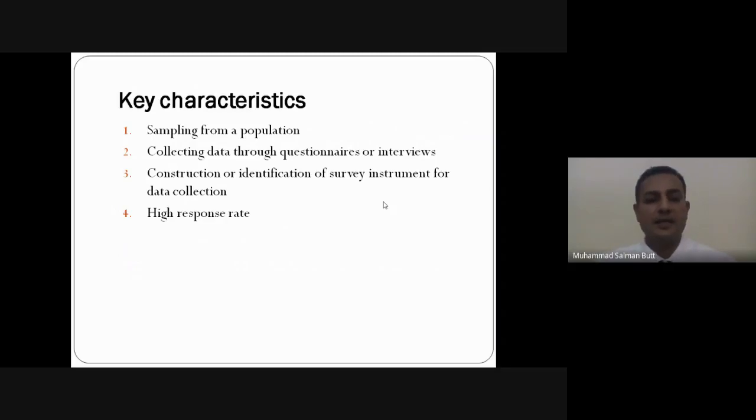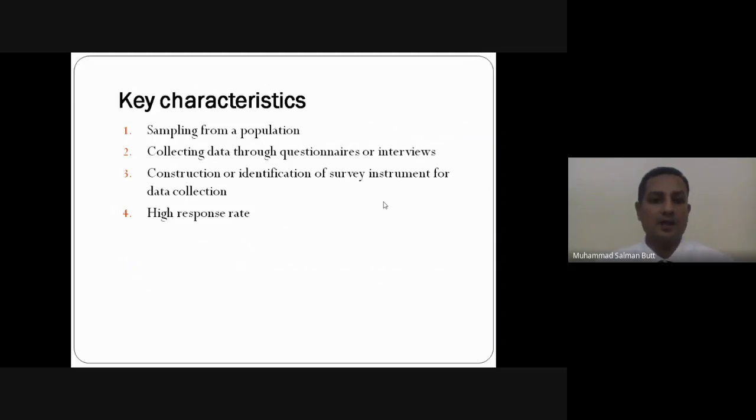There are some key characteristics of survey research. The first is that you have to collect the data from a population. You know the difference between a sample and a population already: a population is each and every person of that group included in the study, whereas a sample is a portion of that population which you have selected to study. The second is that you need to collect the data through questionnaires or interviews. We will discuss questionnaires and interviews in great detail in the coming slides. These are the two methods which you can opt for to collect the data.